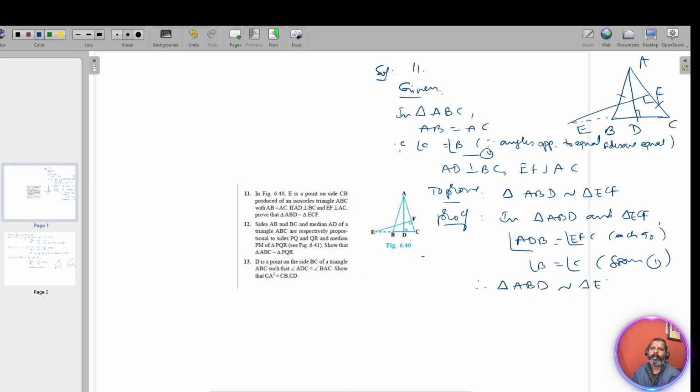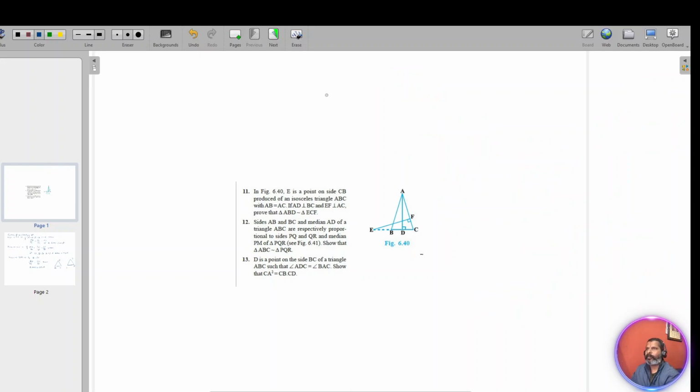Triangle ABD is similar to triangle ECF by AA similarity. Clear? Hence proved. We'll move to the next question, the 12th one, quickly.